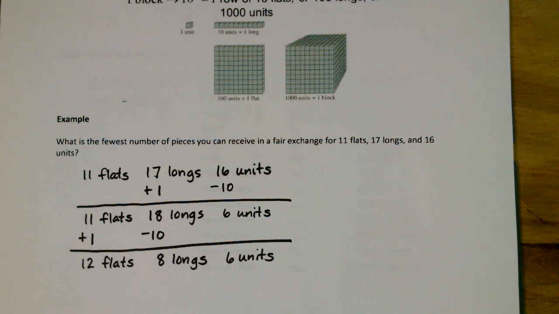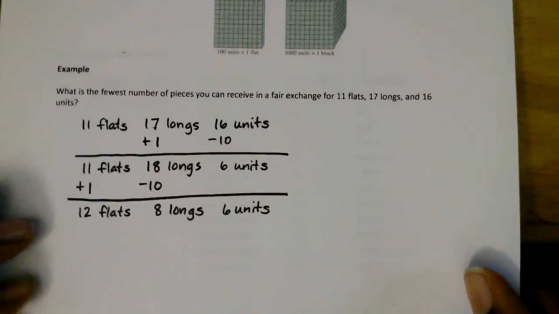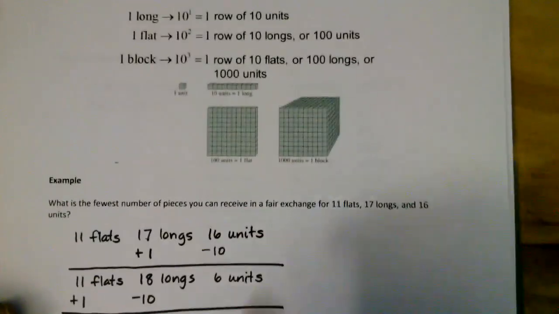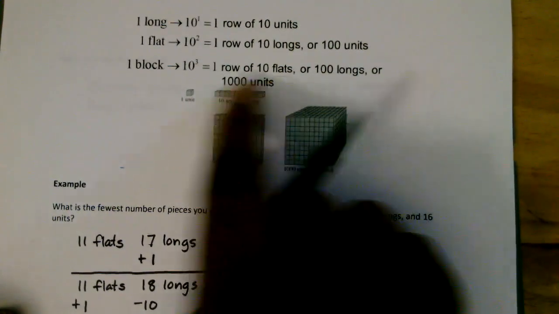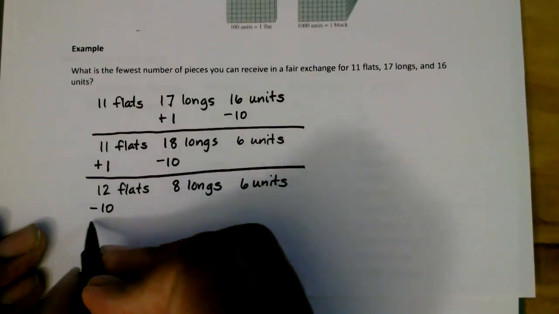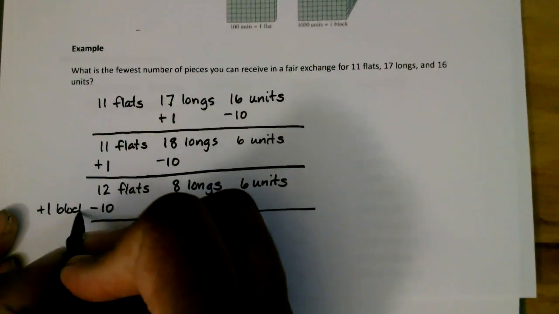So I'll have 12 flats, 8 longs, and 6 units here. So using only flats, longs, and units, the fewest number of pieces I will have is, well, actually, I can carry this a little bit further. Because notice here, I got 12 flats. It will take 10 flats to make up a block. 10 flats will make up a block. So let me subtract 10 from the 12 flats, and then I'm going to add to it 1 block.